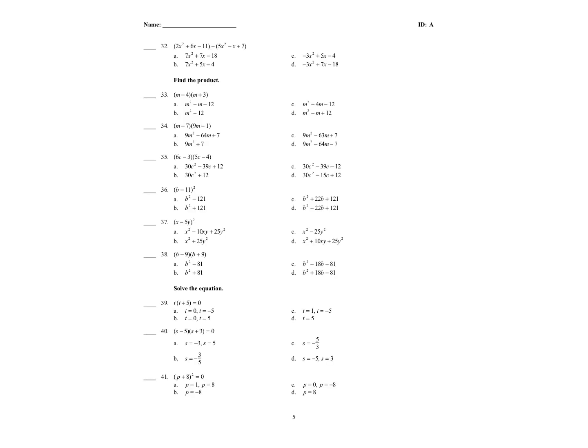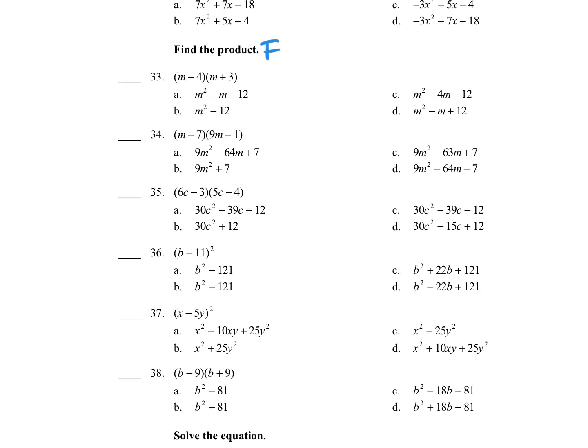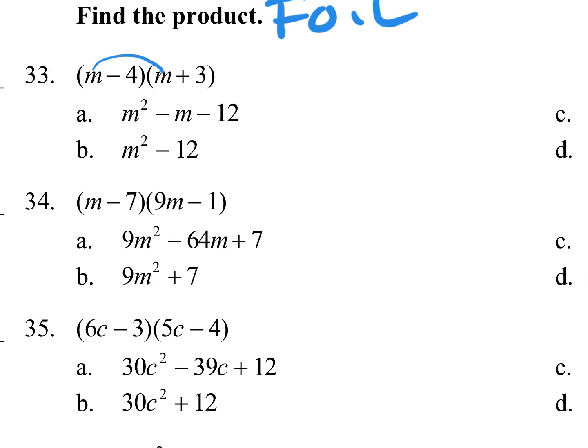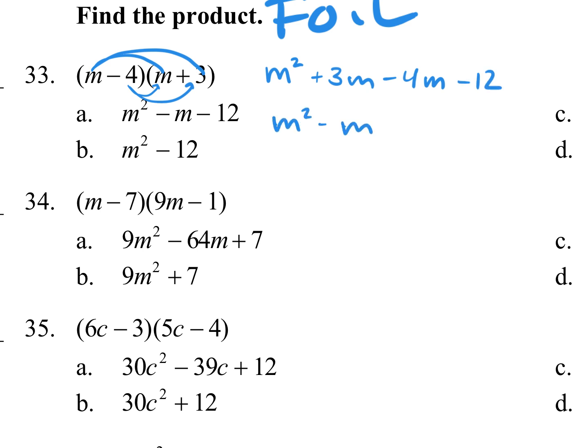Right, next page. Find the product. Here we just FOIL. So multiply the first, the outer, the inner, and the last. So m times m would be m squared. M times 3 would be 3m. Negative 4 times m would be negative 4m, and negative 4 times 3 would be negative 12. So this would be m squared minus m minus 12, which would be answer choice A.